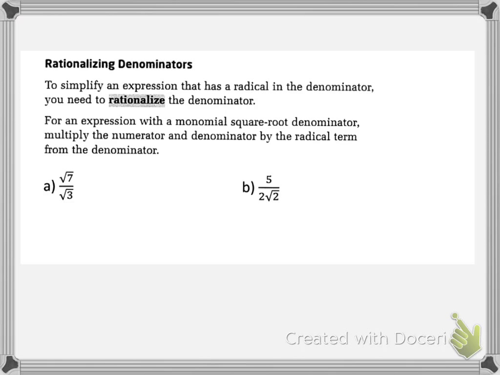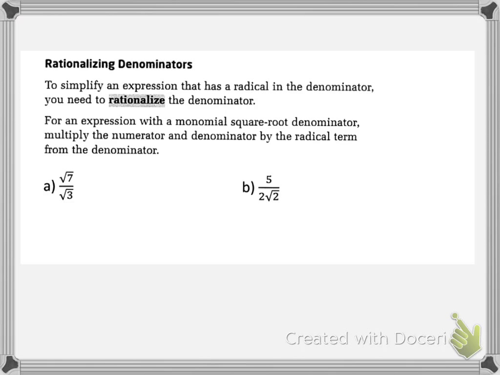Okay, we're going to continue. This time what we're going to do is rationalizing our denominators. It is never allowed when we're working with radicals to leave a square root or a cube root in the denominator. What we do is we rationalize it. And there's several ways of doing that.